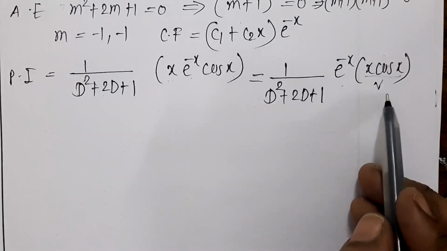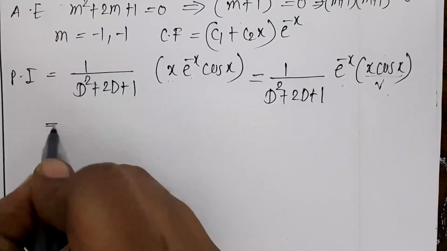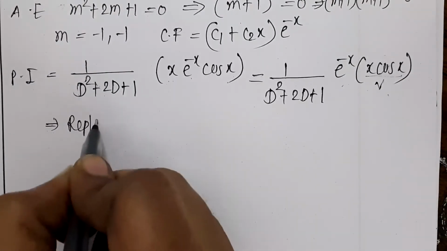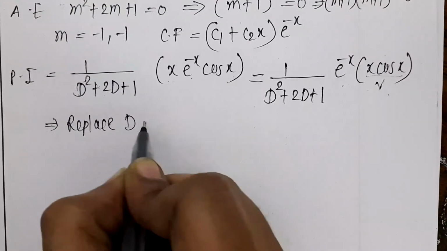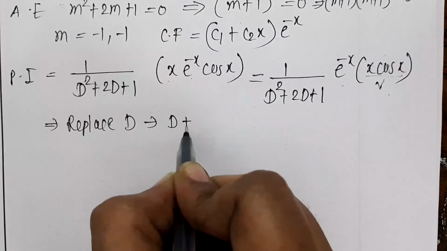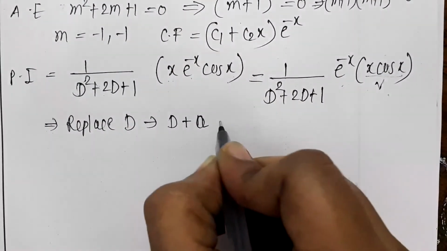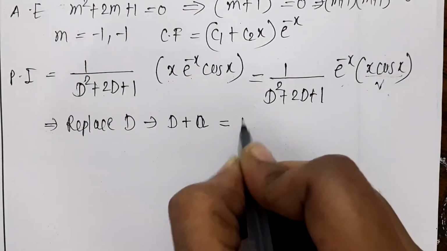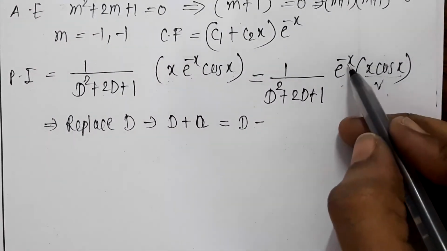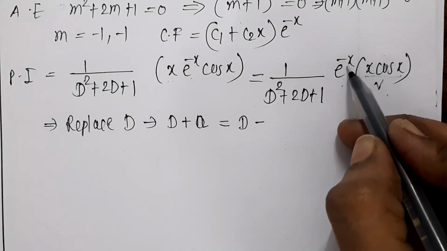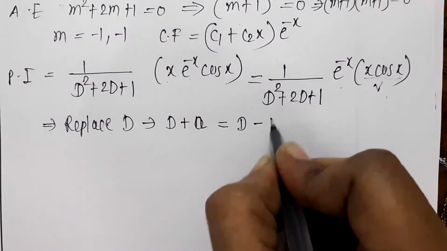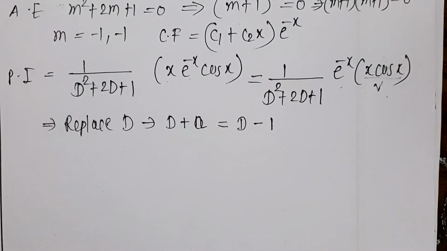E to the power ax into v, how to simplify it? Replace D by D plus a. So replace D by D plus, what is a here? A is the coefficient of x, which is minus 1. So replace D by D minus 1 here.